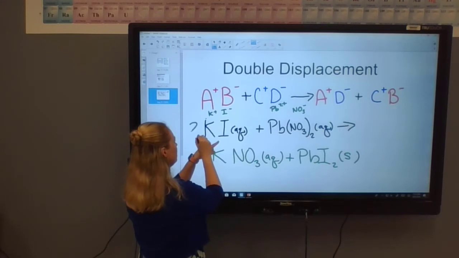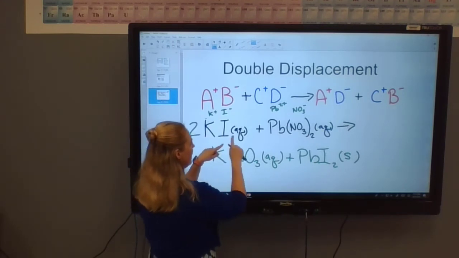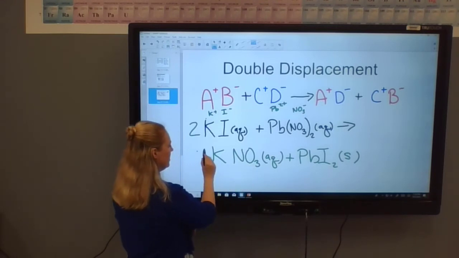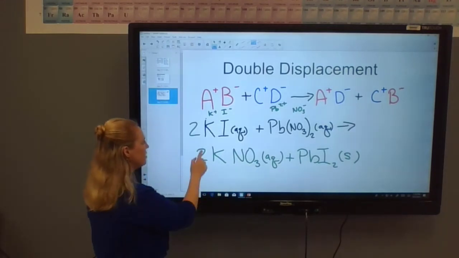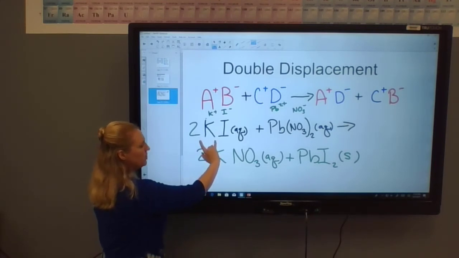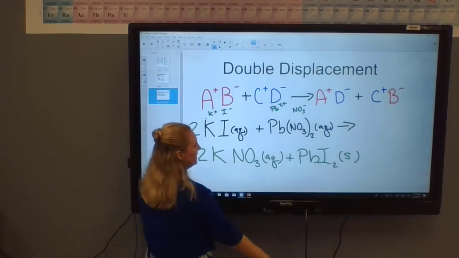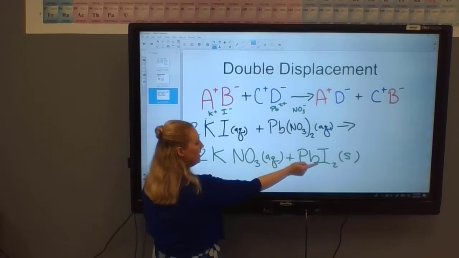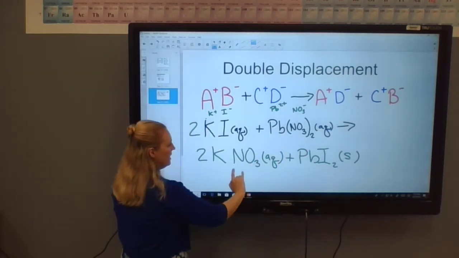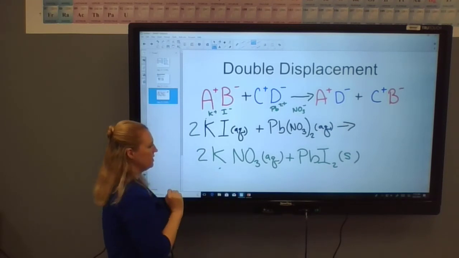Now, if I have 2 nitrates on the reactant side and just 1 out here, I'm going to need a 2 there. Now, I started with 2 potassiums, ended with 2 potassiums. Started with 2 iodides, ended with 2 iodides. Started with one lead, ended with one lead. Started with two nitrates, ended with two nitrates. So now this is our balanced molecular equation.